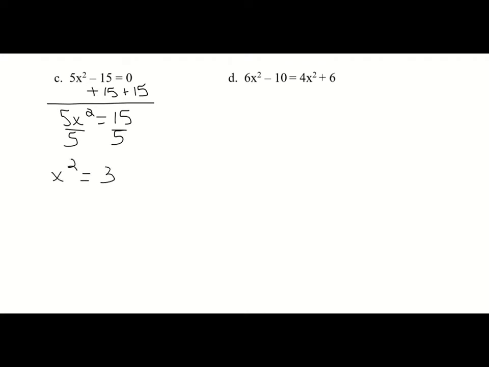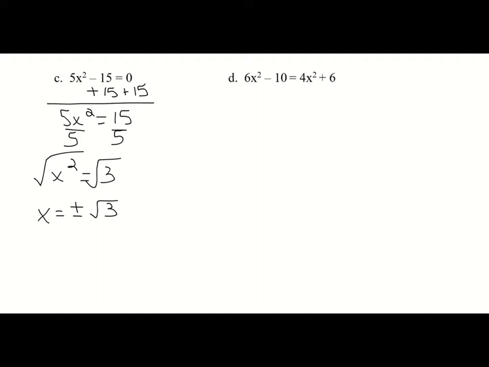And now to find x, we will use that square root principle. So we'll do the square root of both sides. And it will give me x equals the positive or negative square root of 3. We can't simplify that, so we're done.